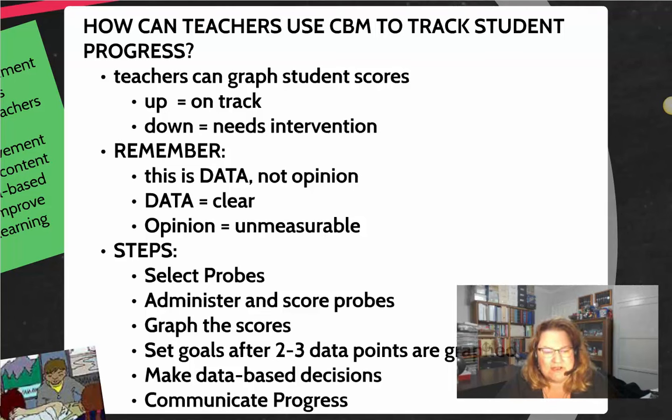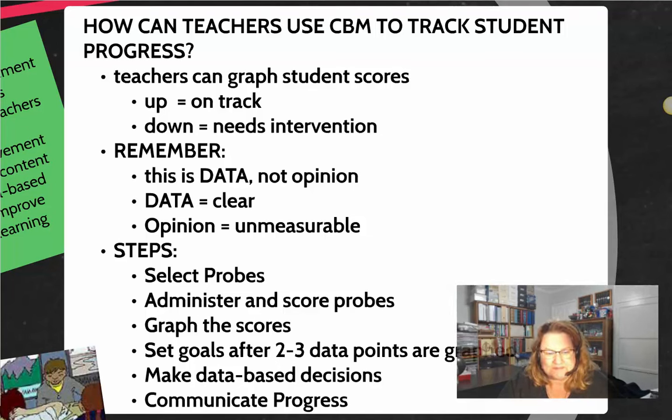Okay? And there are steps here, and this is outlined in your book on page 47. Select the probe, which is like the test. I don't like the word probe. It's so silly. They're just testing, like they're literally probing one little skill. Administer and score the test, the little probe, and graph that. Okay, you're going to see that. See how that little line goes up, and then there's a little dip, and then it goes up. And maybe they dip down because they were sick that week.